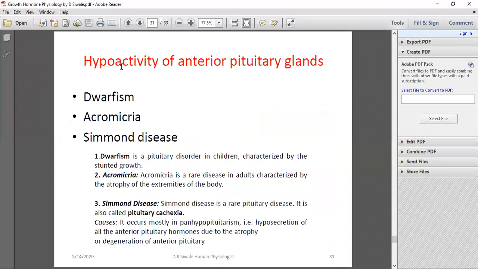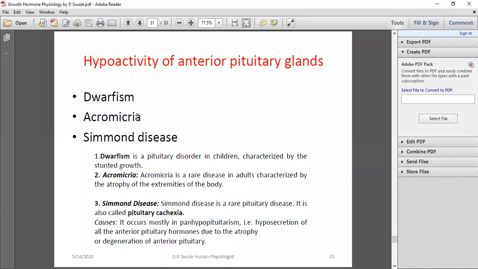And then we have hypoactivity, not hyper, where there are low levels of growth hormone. We have dwarfism, people that are very short, and acromegalia, which is characterized by atrophy, not hypertrophy, of the extremities of the body, where the legs are very small, not well developed. And then we also have Simmonds disease.